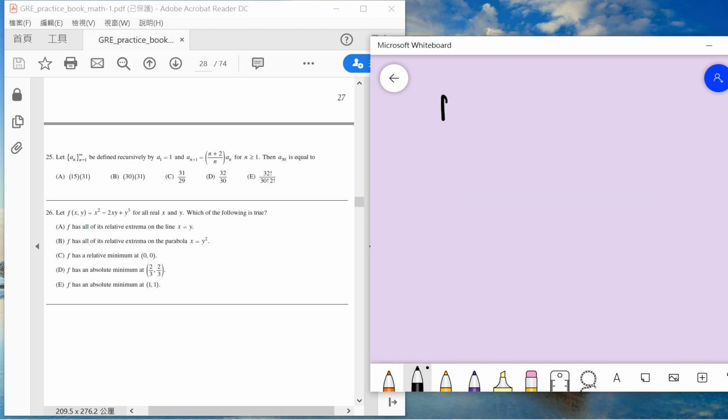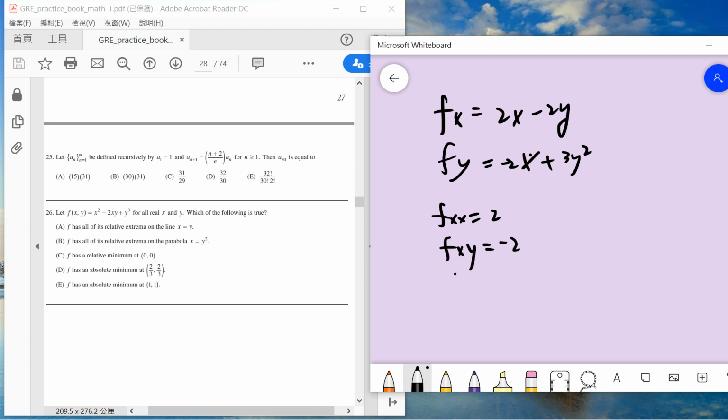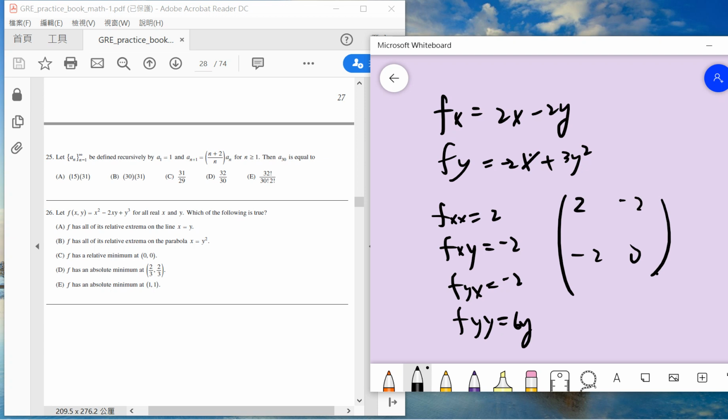So fx is 2x minus 2y and fy is minus 2x plus 3y squared, and fxx is 2, fxy is minus 2, fyy is 6y. So plug 0 in here, we get this. So we find that the determinant is less than 0, so it's a saddle point. So C is wrong. C is not a relative minimum.